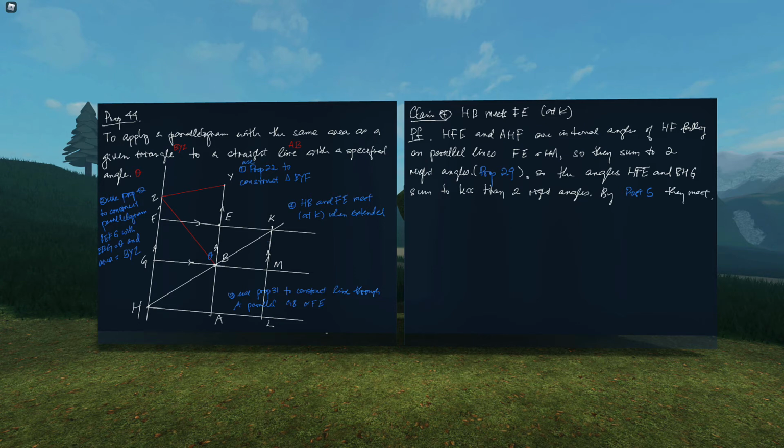Okay, so basically HFE is one of the angles in one of the corners, and AHF is the other one on the other side, and BHG is actually a part of AHF, right? So the sum of these two have to be less than two right angles, and therefore they're gonna meet, lines not parallel. So finally, the claim of the actual proposition is that A, B, M, L, that's the parallelogram we constructed with this kind of cascading construction with these parallelograms. On the right hand side of AB is a parallelogram.